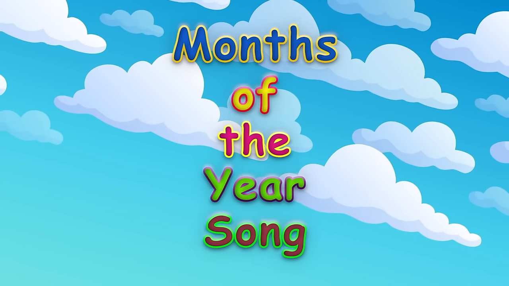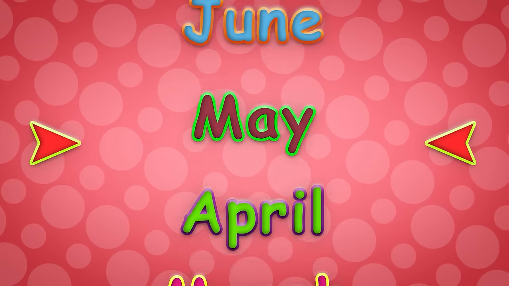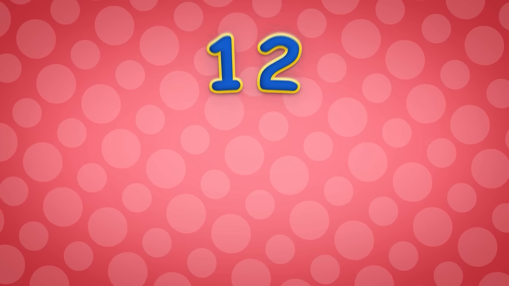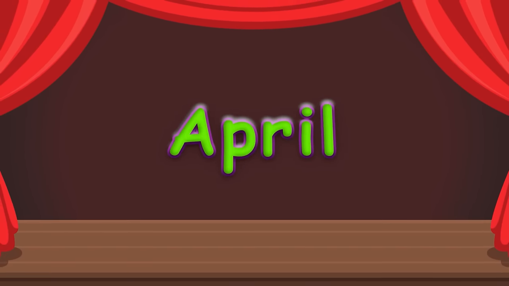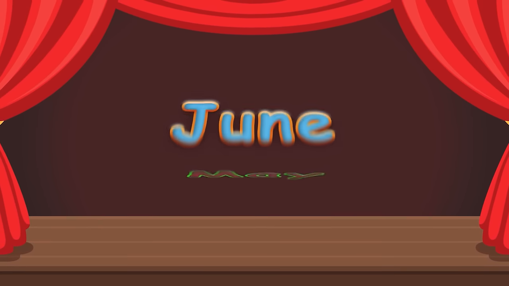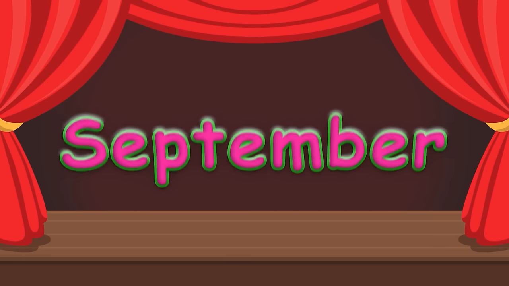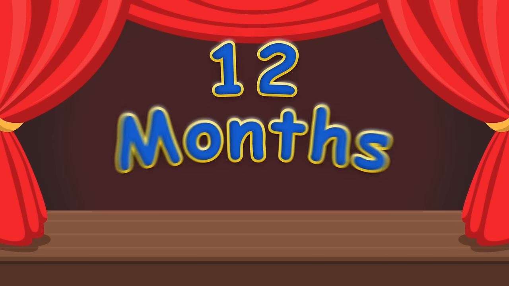Months of the Year Song. January, February, March, April, May, June, July, August, September, October, November, December. There are 12 months in a year. First comes January, then comes February, then comes March, then comes April, then comes May, then comes June, then comes July, then comes August, then comes September, then comes October, then comes November, and last comes December. There are 12 months in a year.